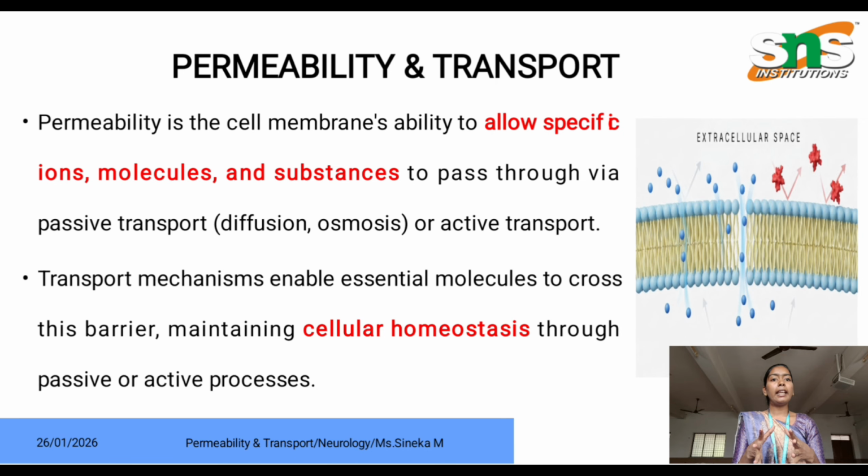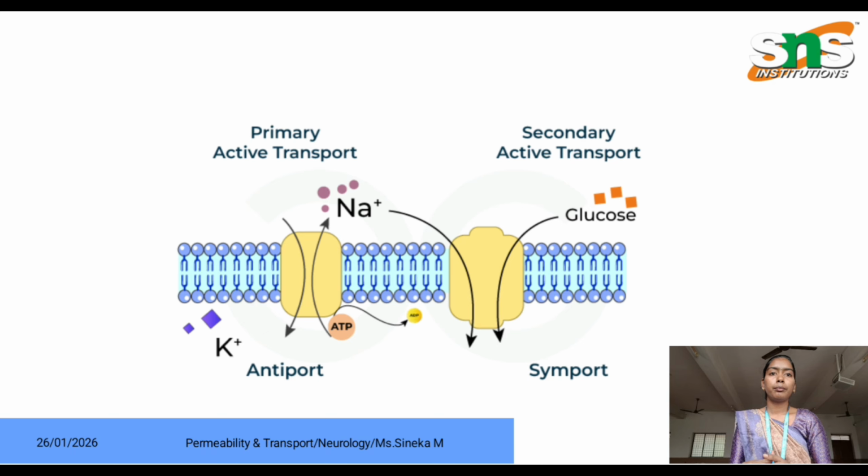Transport mechanisms enable essential molecules to cross the barrier, maintaining cellular homeostasis. These mechanisms allow certain substances to enter the cell and do not allow certain other substances to enter into the cell, because to maintain the cellular internal environment, it has some mechanisms through passive or active processes. Here is the image of primary active transport and secondary active transport.